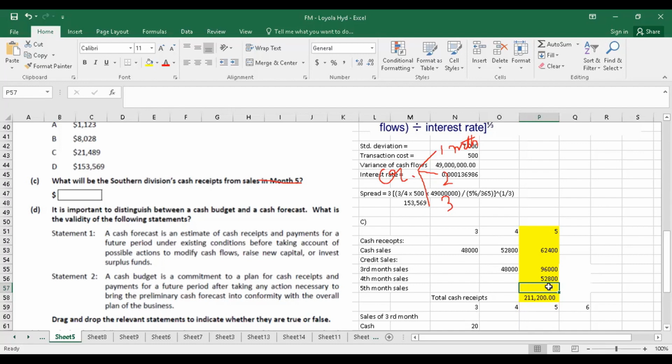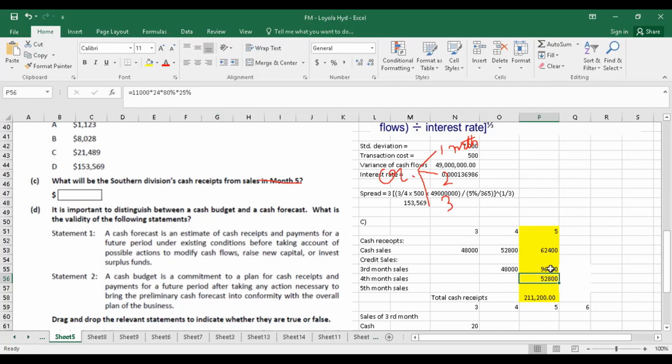Go to the previous month. 4th month, only cash sales will be received. Credit sales, one portion in the 5th month. What is that one portion? That one portion is 25%. 11,000 units are sold at 24 into 80% is the credit sales into 25% will be received.